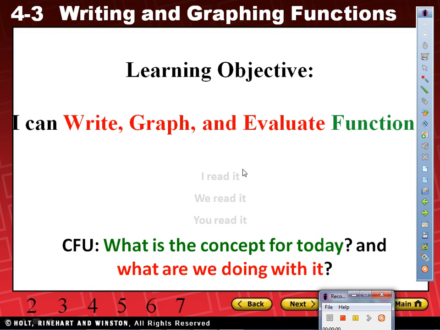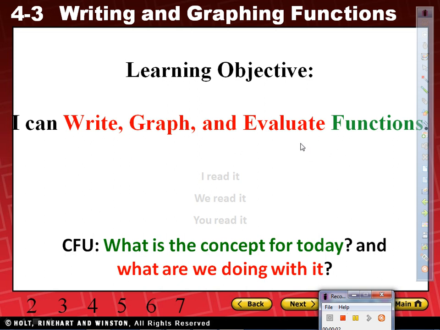Lesson, we're going to continue on relations and functions, but today's objective: I can write, graph, and evaluate functions. Let's read it together. 1, 2, 3. I can write, graph, and evaluate functions.